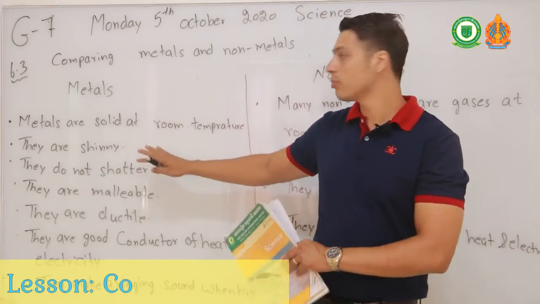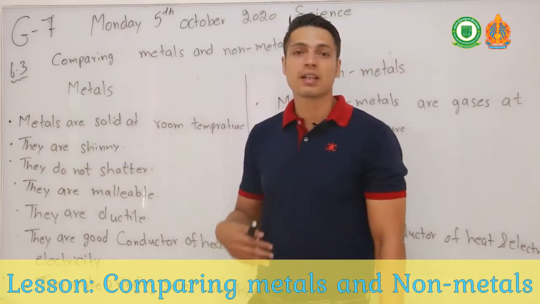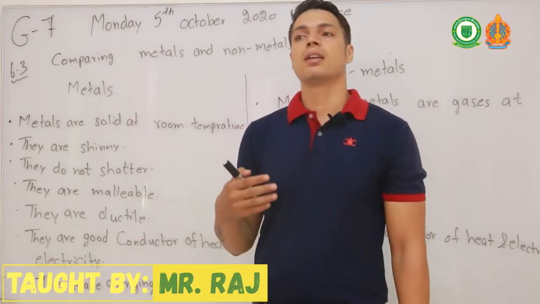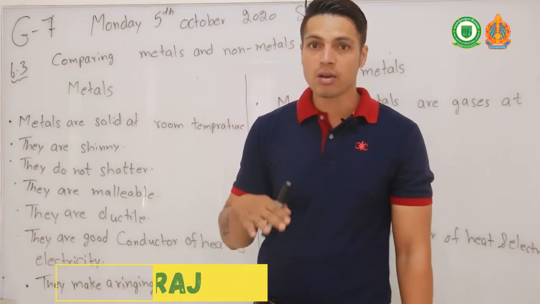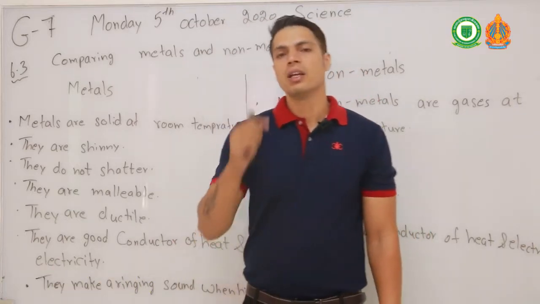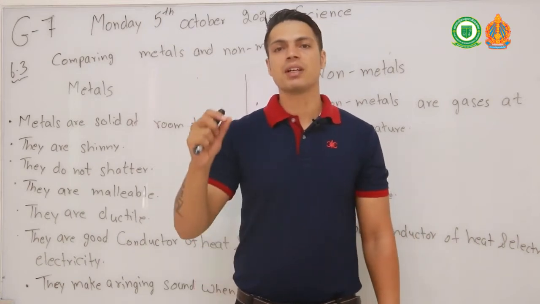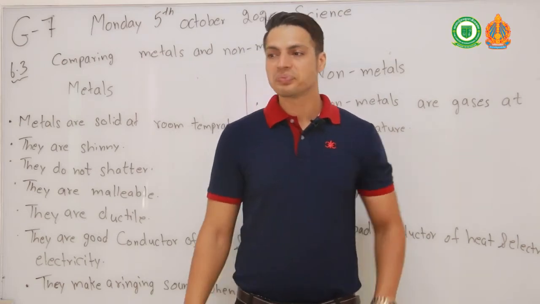So I'm coming on to metals now. Again, mostly metals are solid, but only mercury is liquid at room temperature, because its melting point is very much lower than room temperature. You can see mercury in a thermometer, which is used to check temperature.